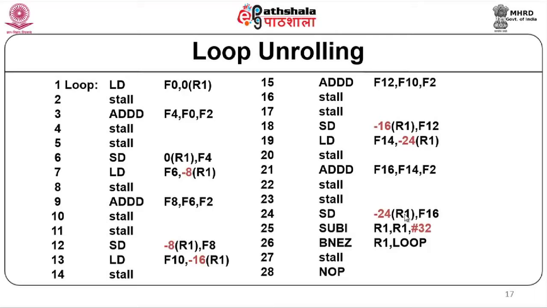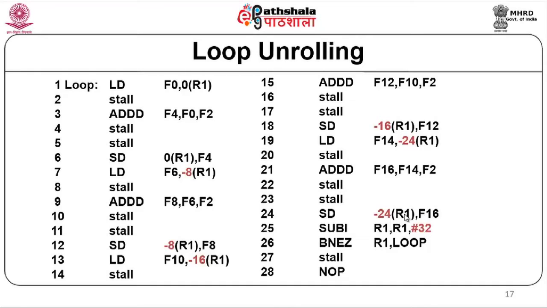Because we have replicated the loop 4 times, observe that we have removed all the loop maintenance code here, but at the end of the loop it has to be executed once. So, the loop maintenance code comes towards the end. The subtract instruction uses a value of minus 32. We have already handled 0, minus 8, minus 16 and minus 24, so the next data will have to be fetched from minus 32 R1. That is what is given in your subtract instruction, and of course, you have a branch.